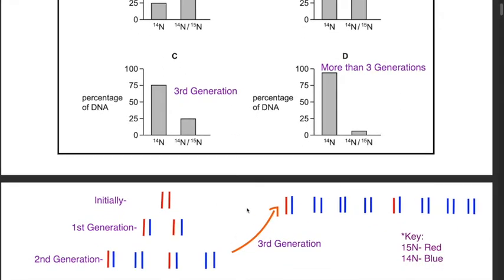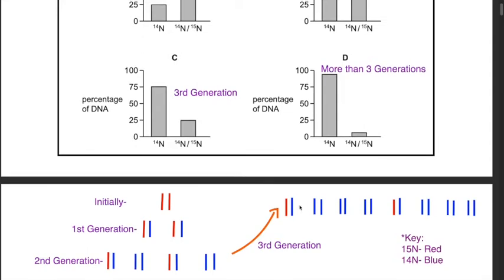And third generation, it will be 75% being 14N. As you can see over here, there are lots of blue DNA molecules and there's only 2 hybrid, and that is around 25% if you carry out the math, because overall there are 8 DNA molecules, 2 being hybrid and the rest 6 being light, or 14N. Therefore, if you convert it into percentages, you would get 75% being 14N and 25% being hybrid, that is both red and blue. And that is for the third generation.